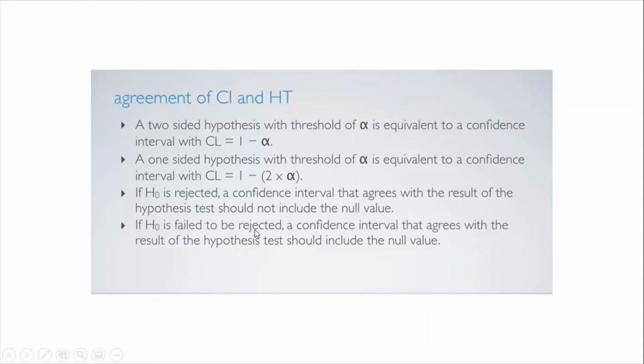If the null hypothesis failed to be rejected, a confidence interval should include the null value. That is basically the concept. So this slide is the concept, the summary, the take-home message of today's session. The null value should not be included in the interval. If it is included in the interval, we cannot reject the null hypothesis. So that is using confidence interval to make a decision.